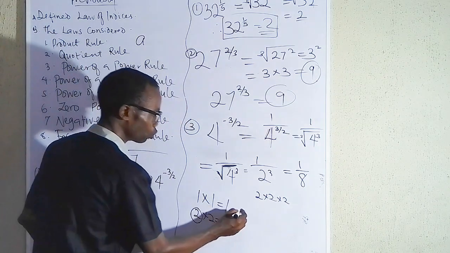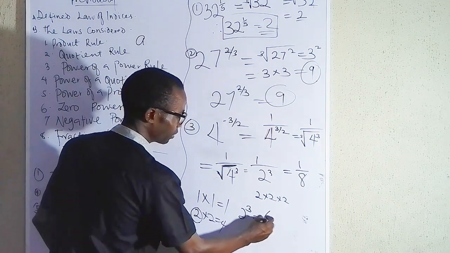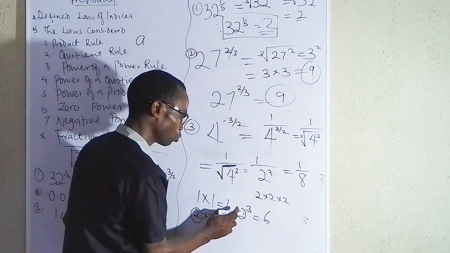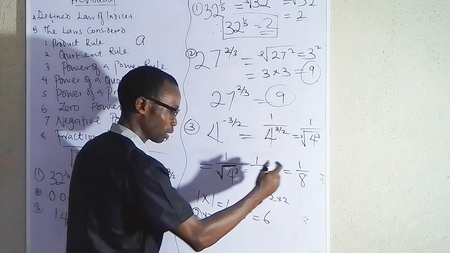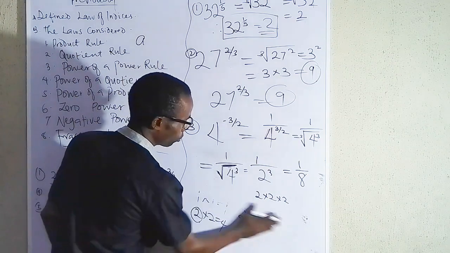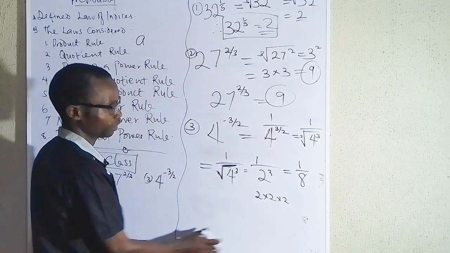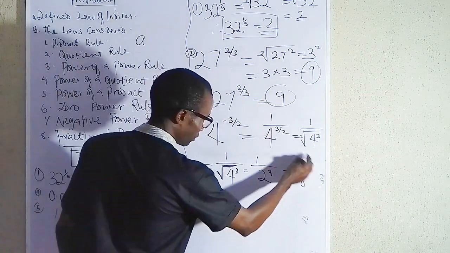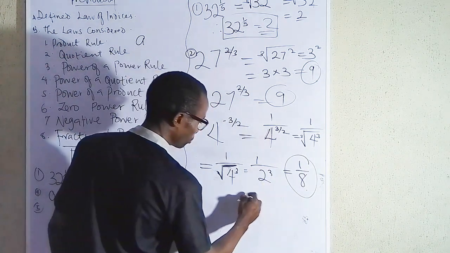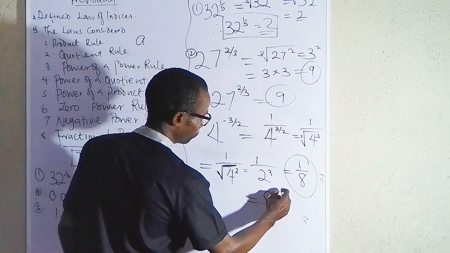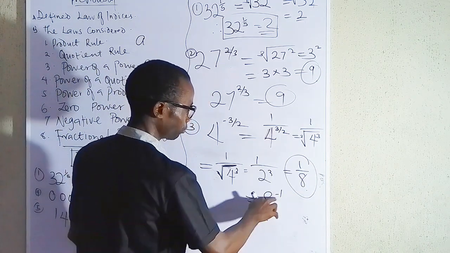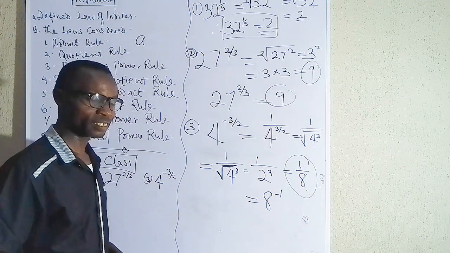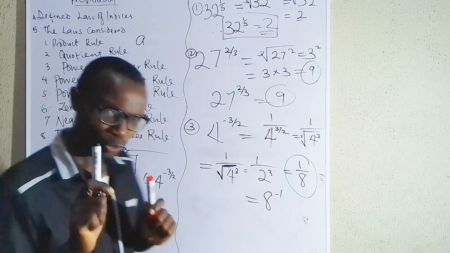Now some people will see 2 raised to power 3 and just say it is 6. No. What they've done is 2 times 3, 6. No. It is 2 raised to power 3. It means 2 times 2 times 2. That is 8. What you have here is this 1 over 8. I can take it back to be as this. This is the final answer. It can also be written as 8 to the negative exponent.